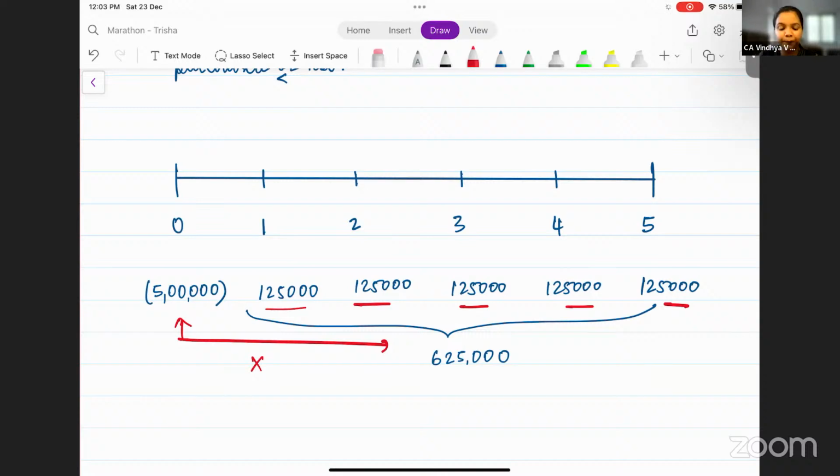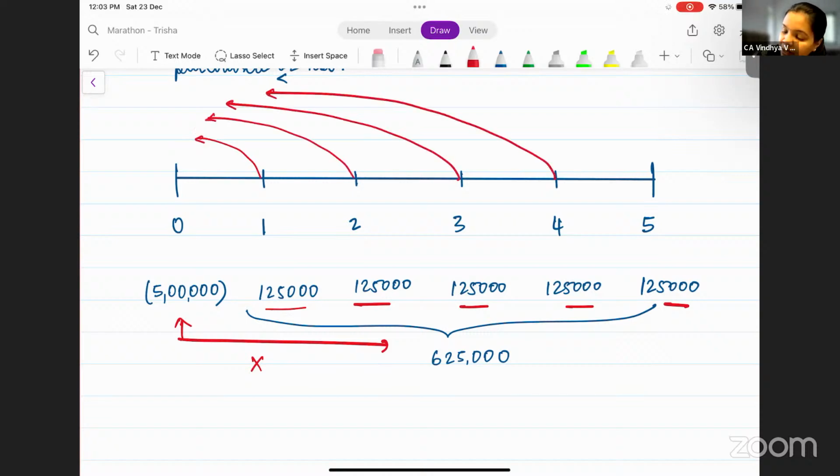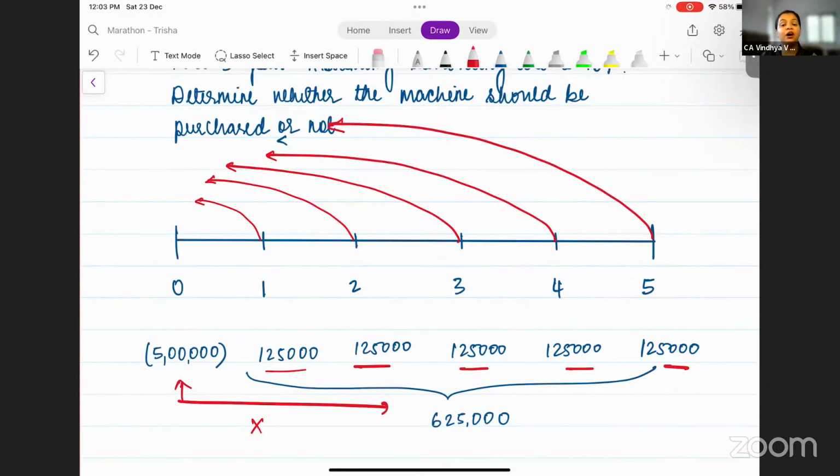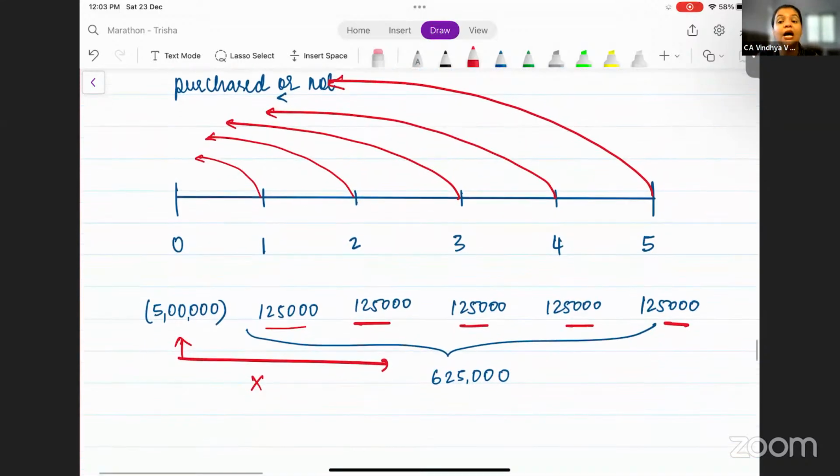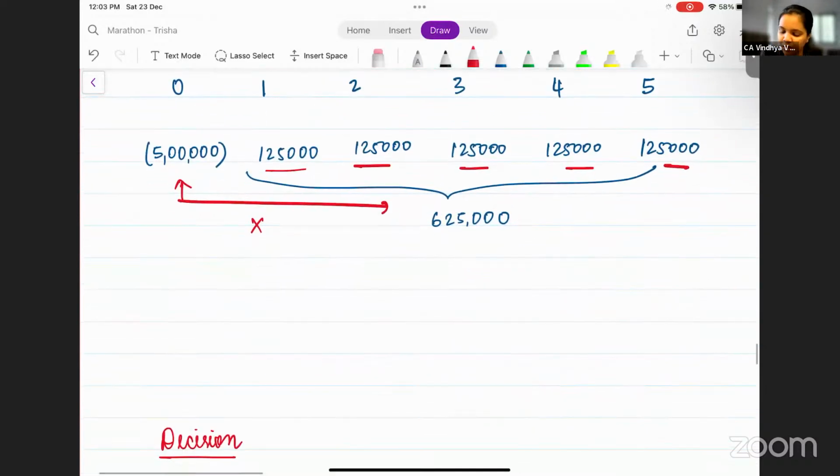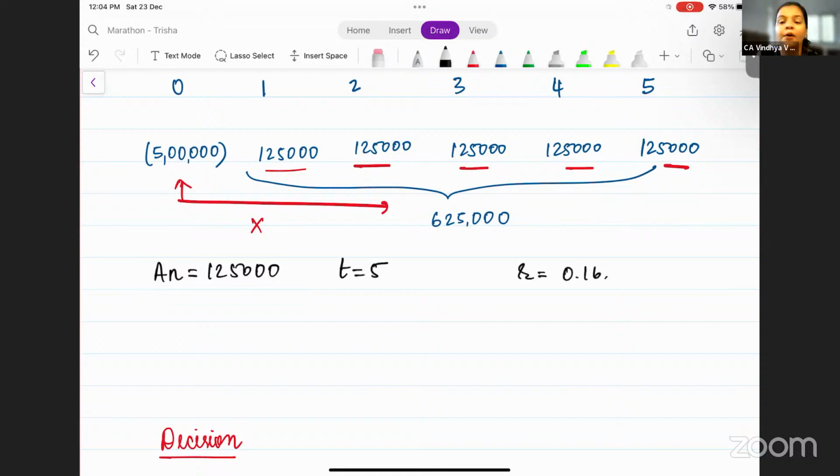Okay. Then how do we compare? You have to get all these 1 lakhs back to year 0. Only if you get all this back to year 0, that's where you can have a comparison. Okay. How do you get it? We consider the present value of 1,25,000 being the annuity. Okay. How do you calculate it? So you consider the annuity as 1,25,000, time as 5 years, and rate as 0.16. Okay. This is how you will solve.